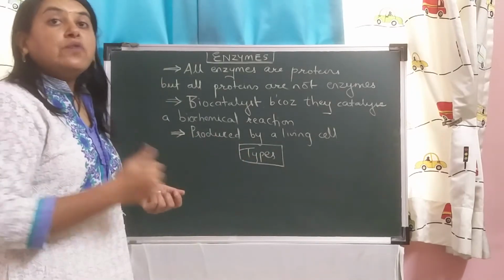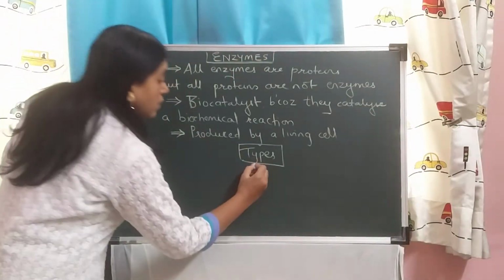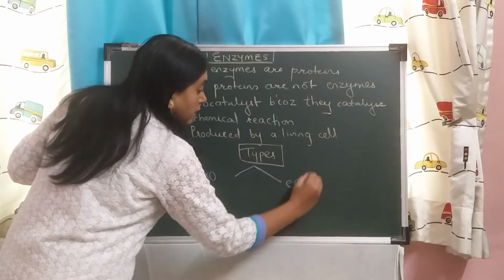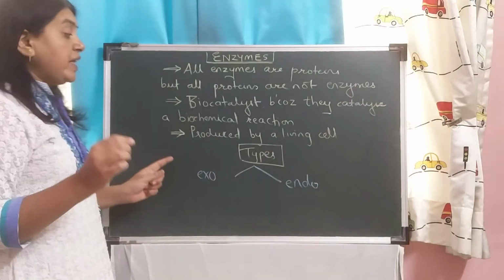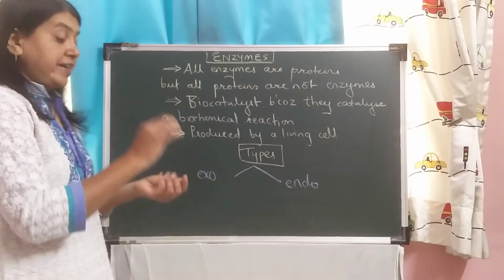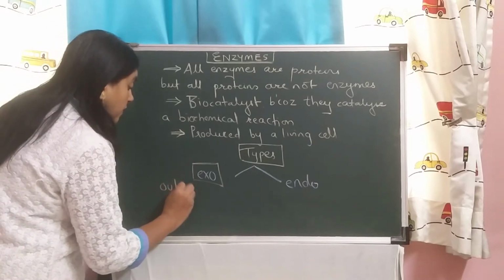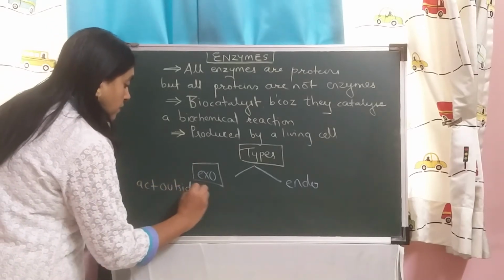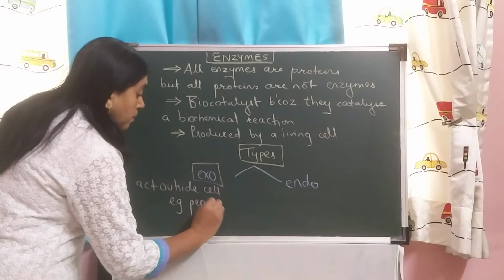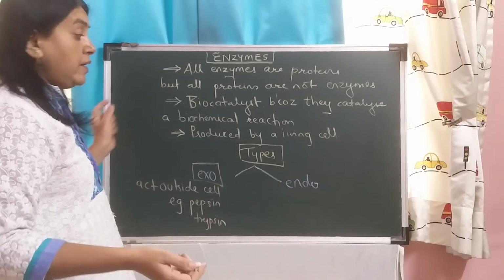So, two types of enzymes are exoenzymes and endoenzymes. From the name you can say that exo means which are acting outside the cell, endo means which are acting inside the cell. So what are exoenzymes which act outside the cell? Examples of these enzymes are pepsin, trypsin, which are acting outside the cell.